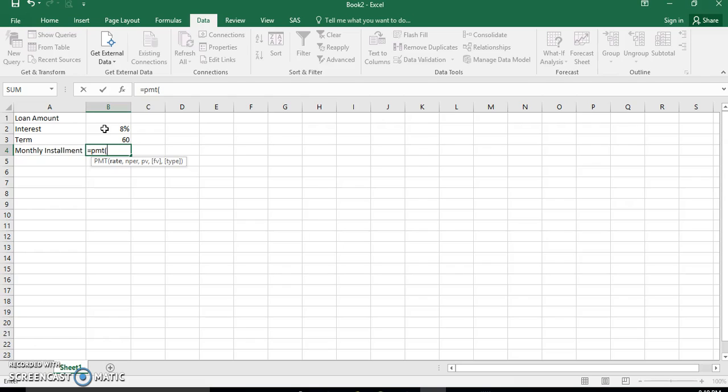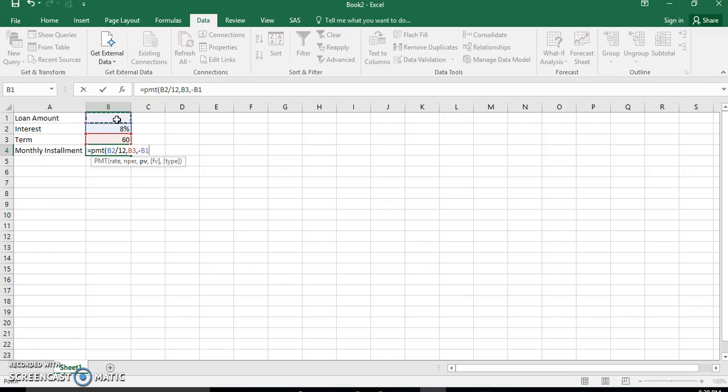PMT, the first parameter that it takes is the interest. Now interest is given to you as yearly. So we need to take a monthly interest rate. That means we have to divide B2 by 12. Next parameter is the term, and term is contained in cell B3. Then the amount. The amount is present in the cell B1.